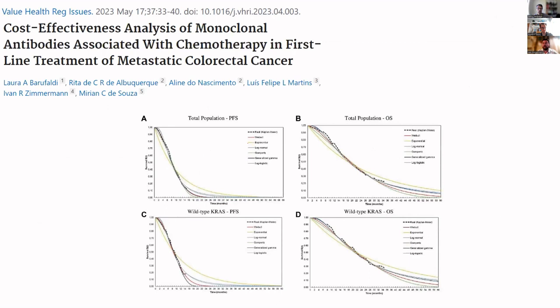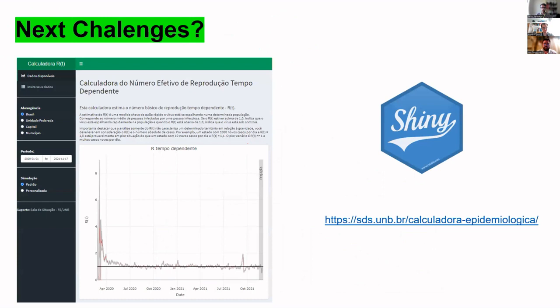We have tried the method in other situations. This was one of the papers we have just published, where we used the same algorithm, and it was useful to find the best curves for metastatic colorectal cancer. The model was built in Excel, but the survival curves were fitted with R, with the code we have just created. The next step would be all those tests, dealing with all those limitations and building this useful tool.